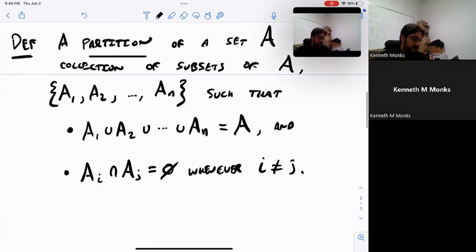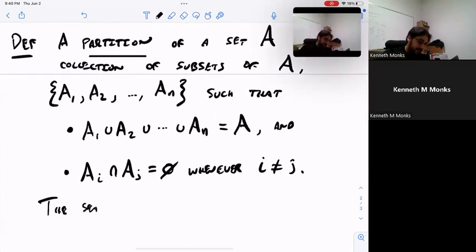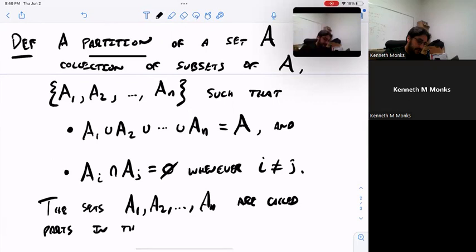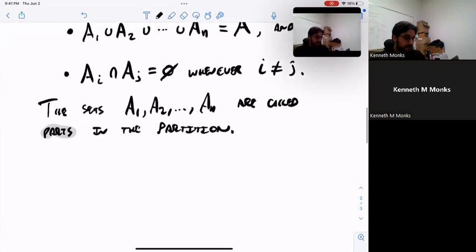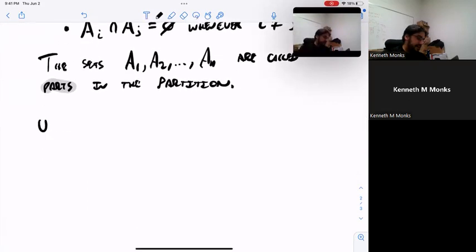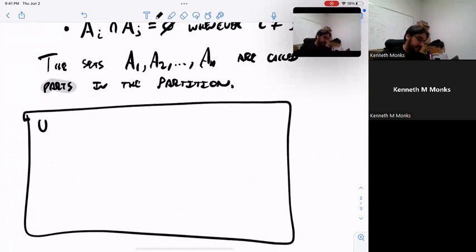And in this case, just a little bit of language. In this case, the sets A1, A2 up to AN are called the parts in the partition. So this is the definition that we have here. So we define the term partition and parts of the partition. Now, why is this called a partition? Well, a good perspective on this is actually to think of that Venn diagram kind of perspective.